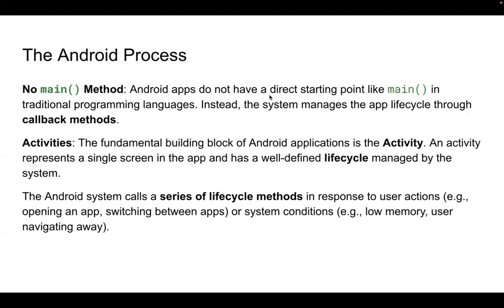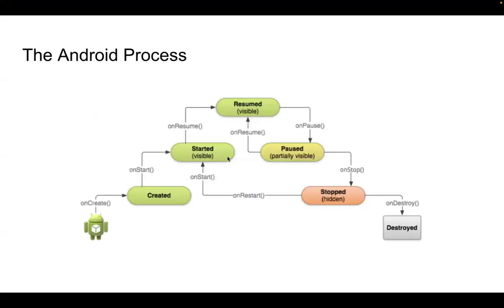Android does not have a direct starting point like main in traditional programming languages. Instead, the system manages the app life cycle through callback methods. I'm going to talk about this while I'm programming. Activities: the fundamental building block of an Android application is the activity. An activity represents a single screen in the app and has a well-defined life cycle. Let me explain what this life cycle is.